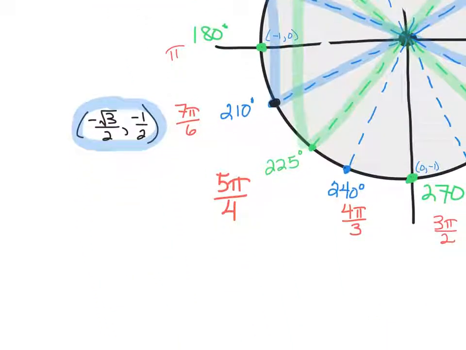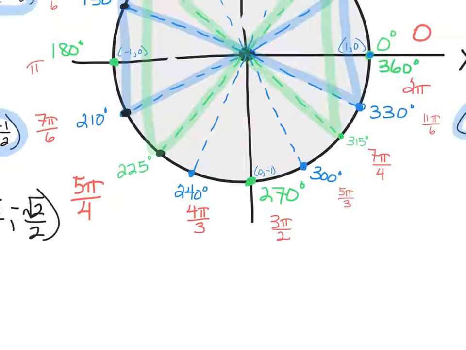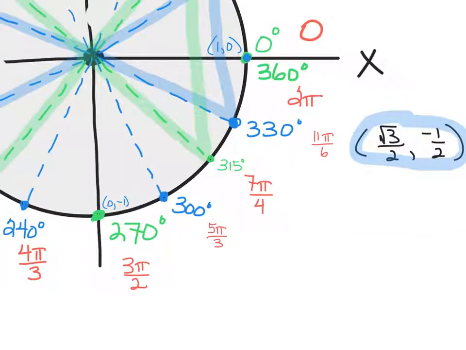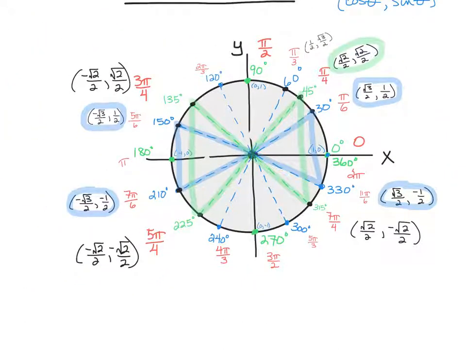In the third quadrant, the coordinates for 225 are going to be both negative, negative radical 2 over 2 and negative radical 2 over 2. And then in the fourth quadrant, when we look at the 315, the coordinates of that point are going to be positive radical 2 over 2 for the x value and negative radical 2 over 2 for the y value. And again, those 4 points are the ones that have a reference angle of 45 degrees.